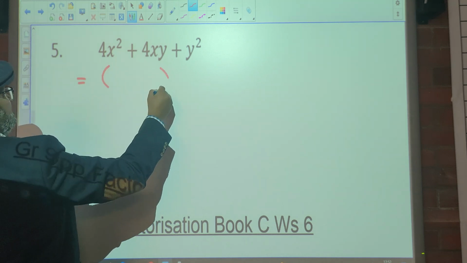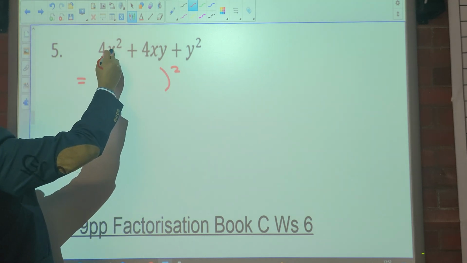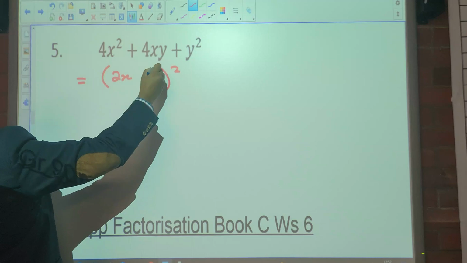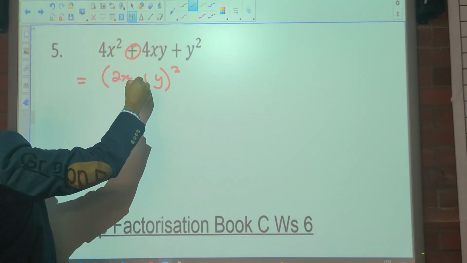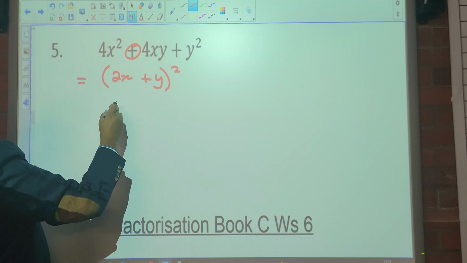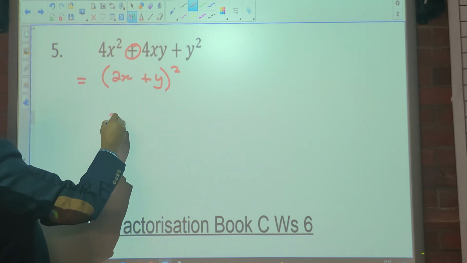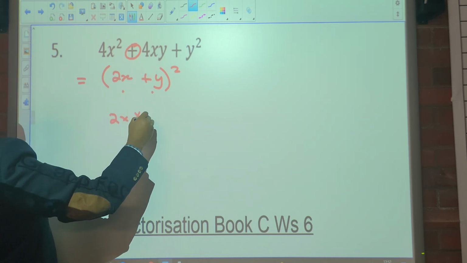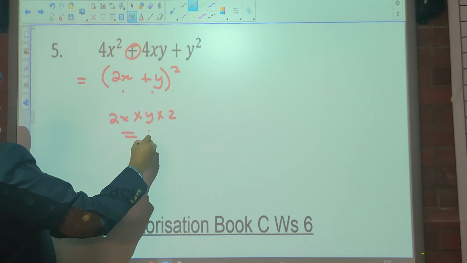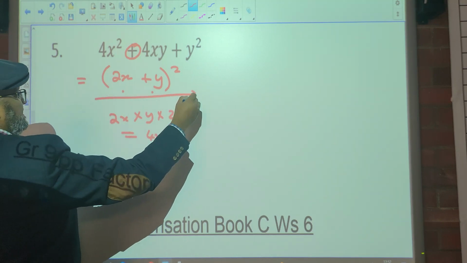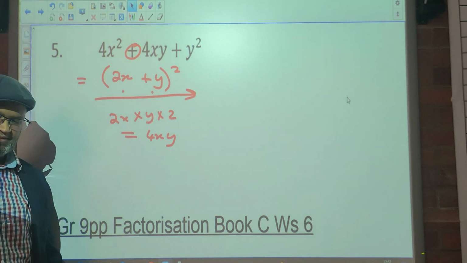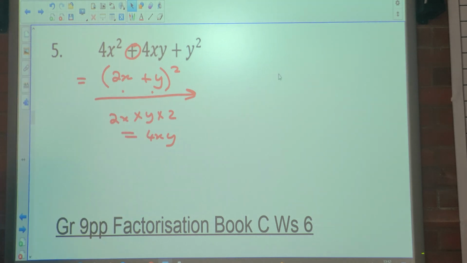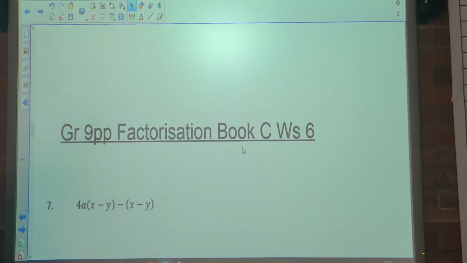So let's check. What's the square root of 4x squared? 2x. What's the square root of y squared? y. What's the middle term? Positive. Let's check if we're going to get 4xy. First term times the second term times 2, which is 4xy. So that makes it correct. Okay? This you can do in your head. You don't have to show the calculation.